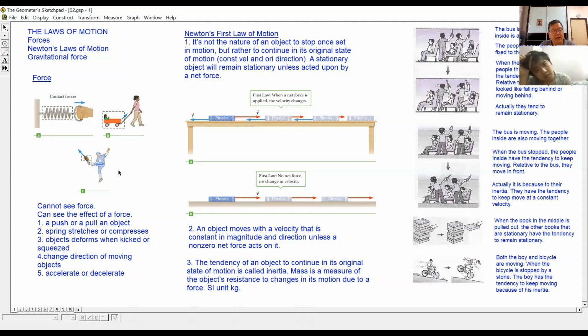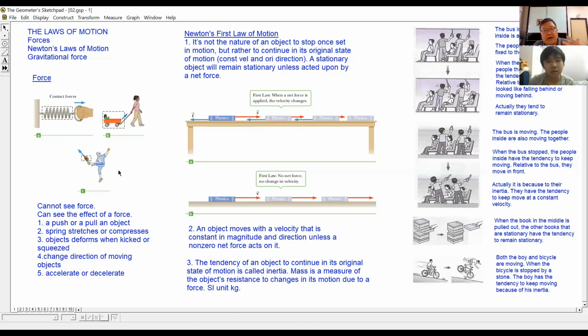Now, other than looking at the state of the object, there is also the case when the object is in motion. In all the cases I mentioned earlier, the spring and so on, they may not be moving, right? Or you compress a balloon, and the balloon may not be moving. But what if the object is moving? How are we going to see that there is a force acting on this moving object?